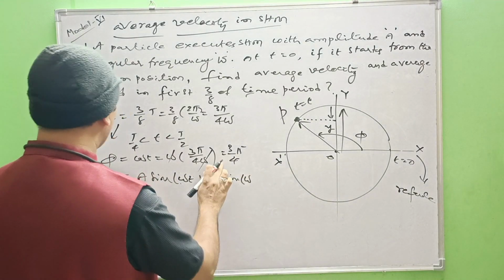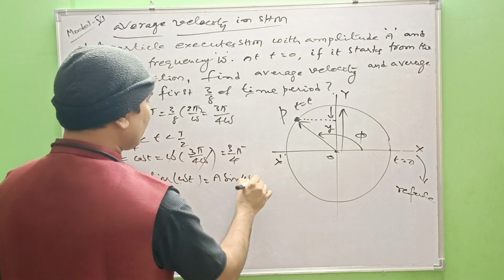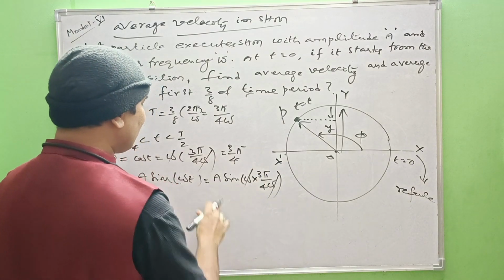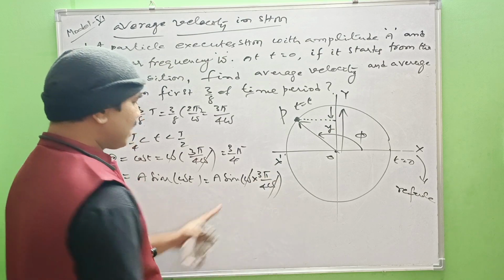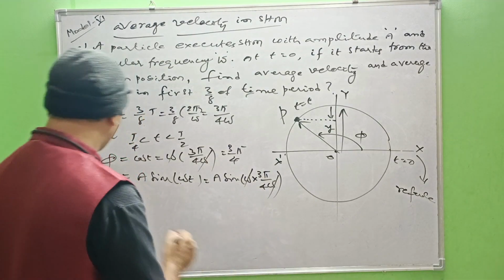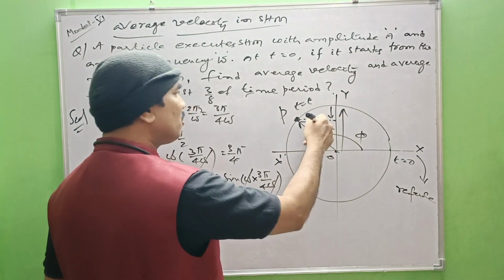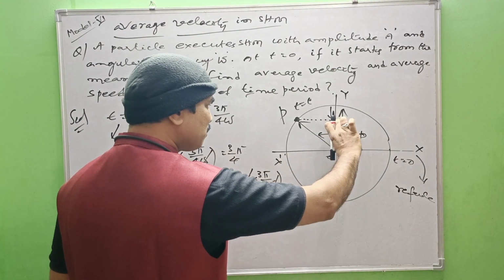Omega into t means what? T equal to 3 pi by 4 omega. So omega cancel. A sin 3 pi by 4. Sin 3 pi by 4 equal 1 by root 2. So therefore ultimately we came to know that y, the displacement of the particle in the time 0 to t, is given by, this is what displacement.